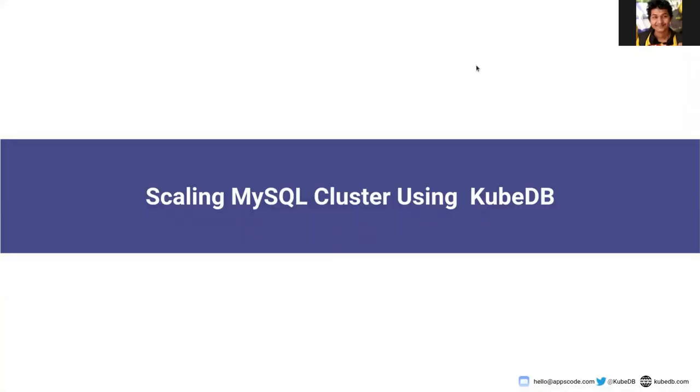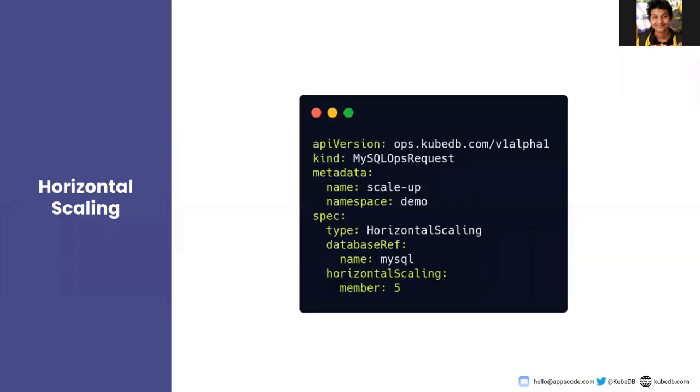In this video, we will see how scaling works with KubeDB. We will scale our database horizontally and vertically. For horizontal scaling, you have to apply this KubeDB CRD. This is managed by our enterprise operator.